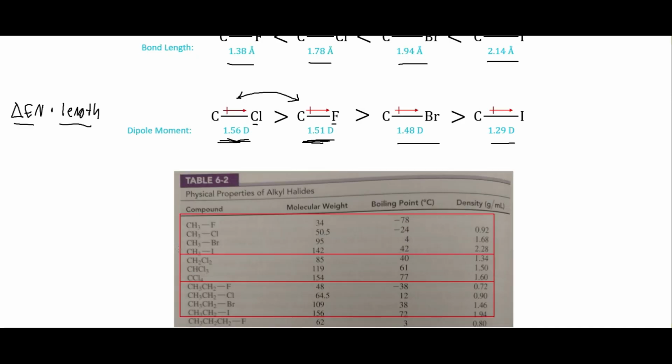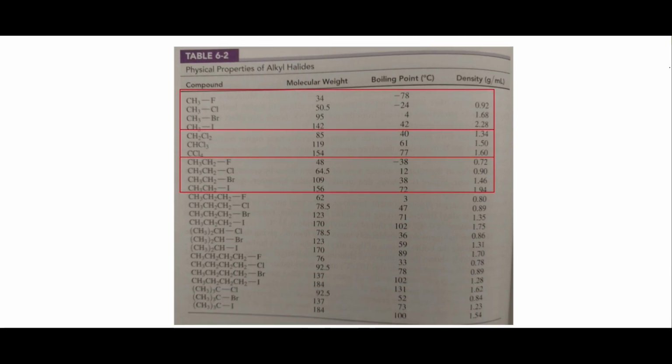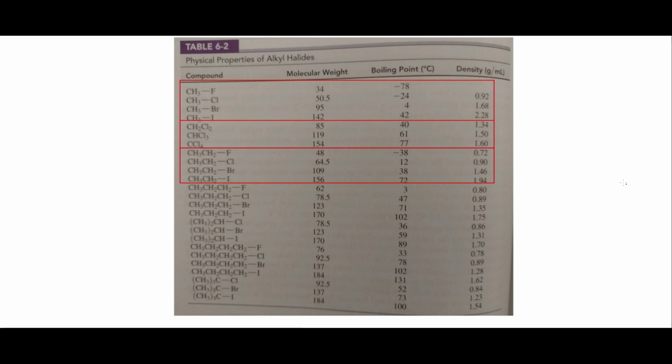But anyway, if we look down here, we can look at some of these trends on these alkyl halides here. So you can see I have a few of them boxed here, and that's just because I wanted to show some of these general trends where when we go from fluorine to chlorine to bromine to iodine, we see obviously the molecular weight is going to increase, but we also see that the boiling point increases with it and the density increases with it.